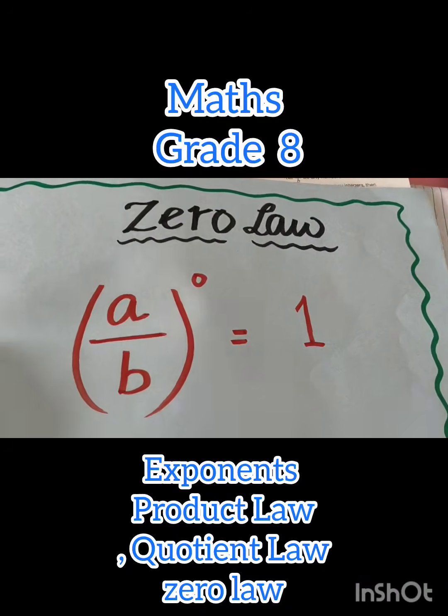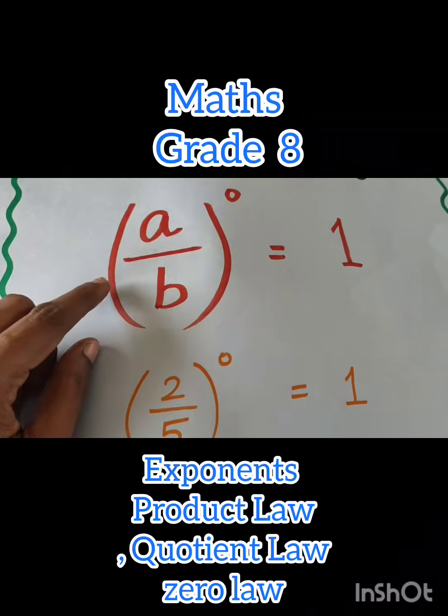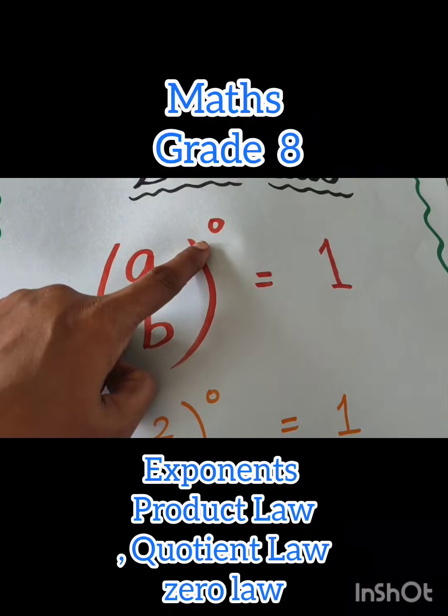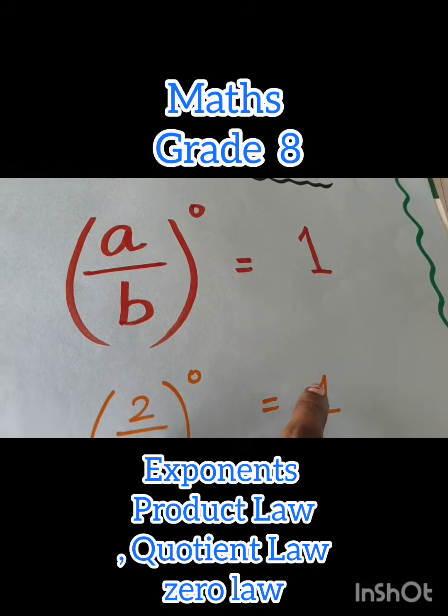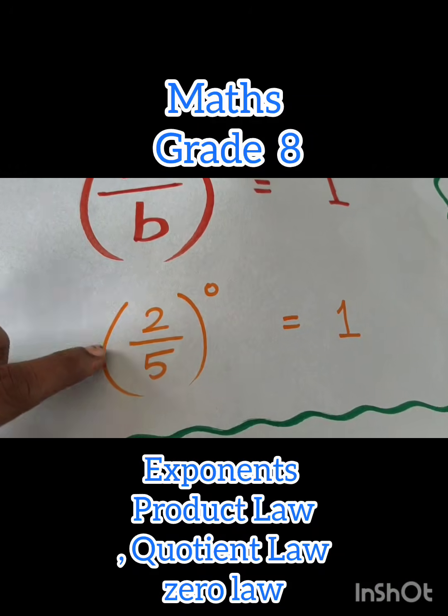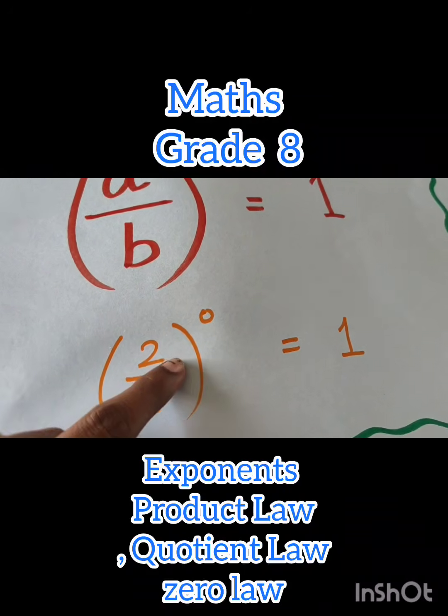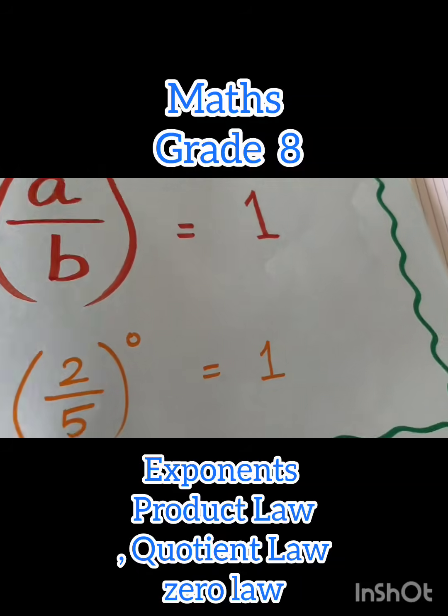The third law is the zero law. Any number raised to the power 0 is always equal to 1. As it says, if I have a rational number (2/3)^0, its value will always be equal to 1.